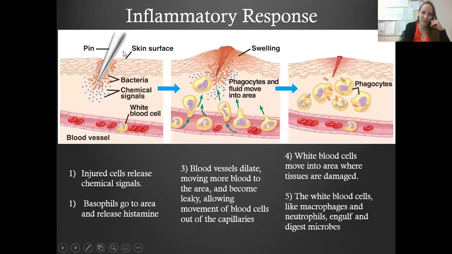So this is kind of how it works. The injured cells are going to send out a signal. The basophils, which are a type of white blood cell, go to that area. The basophils release the histamine. That causes the capillaries to expand. As you can see, they're wider here than here. So they're expanding and they're becoming leaky. So you have more white blood cells going to that area. And then those white blood cells can digest whatever microbe has potentially gotten in there, whether it's like the macrophages or the neutrophils or whatever.